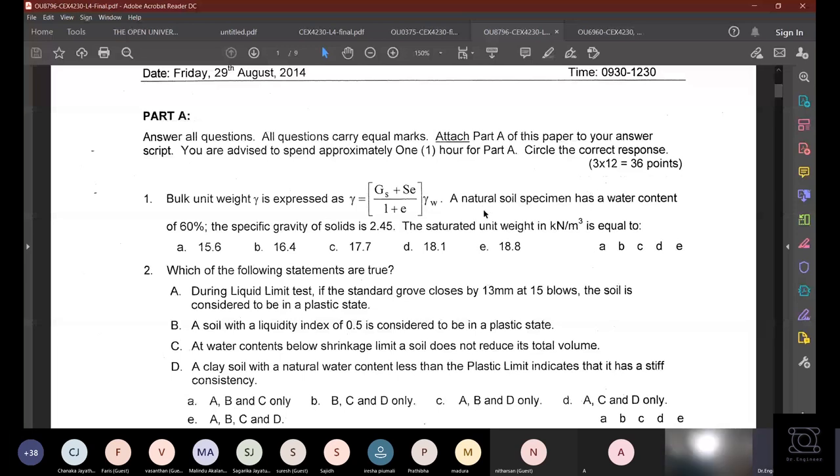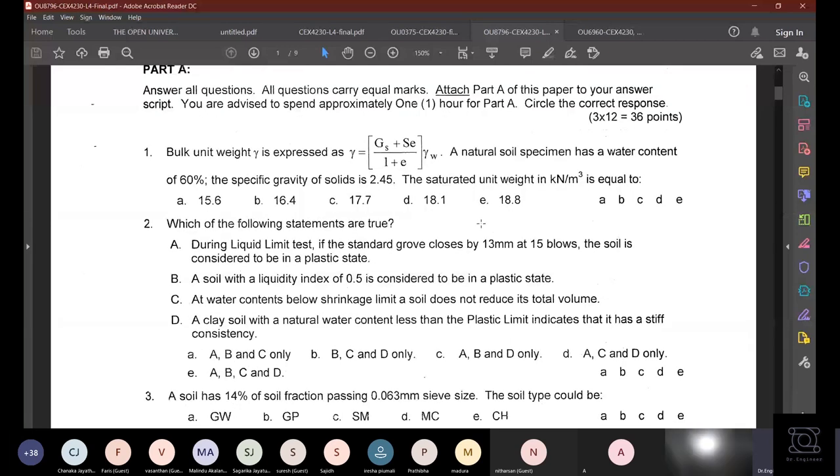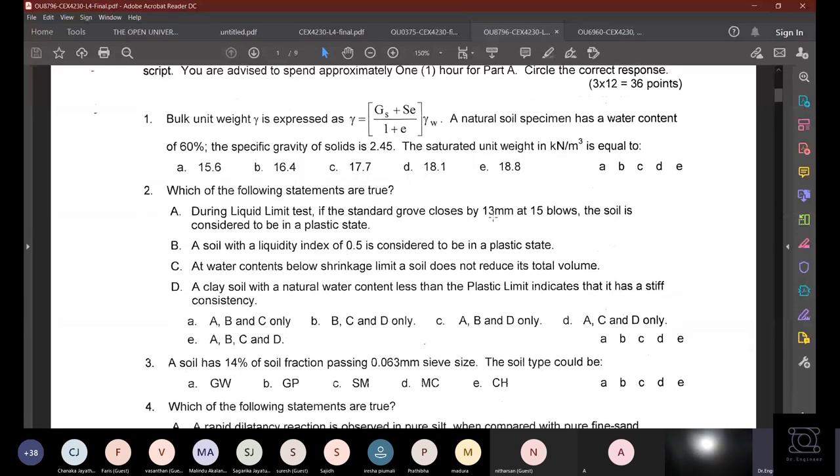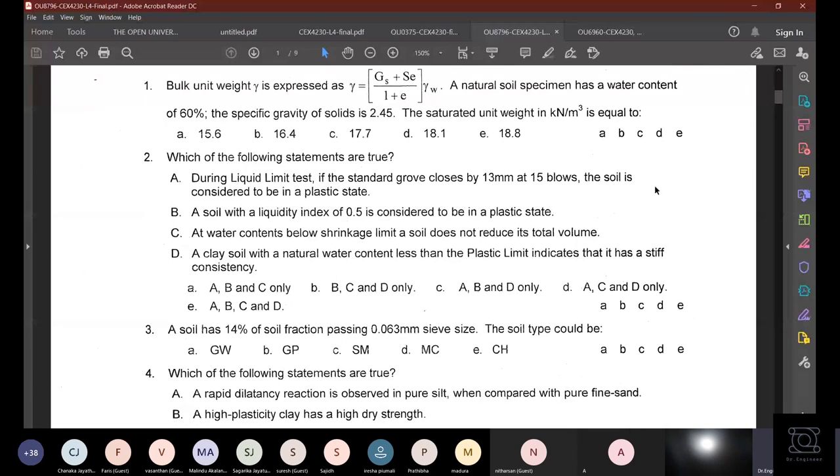So the next is about liquid limit. So during liquid limit test, if the standard groove closes by 13 at 15 blows, the soil is considered to be in plastic state. No, the soil is considered to be in liquid state because it is closing very quickly. So the consistency is like liquid, right? So in that case, it is not in plastic state, right? So A is wrong.